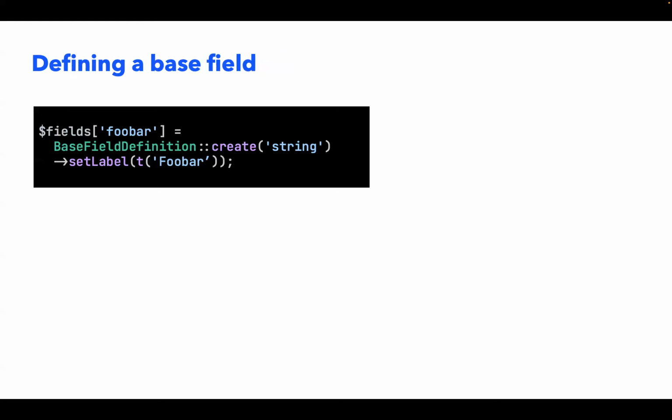Defining a base field is very straightforward. This is about as basic as it gets. I'm basically just defining a new base field called foobar. It's going to be a string type, and I just have to give it a label. And if you add something like this, you will get a new column in your database table called foobar, and then all the default behavior for a base field will be assumed because in this case we didn't define anything else.